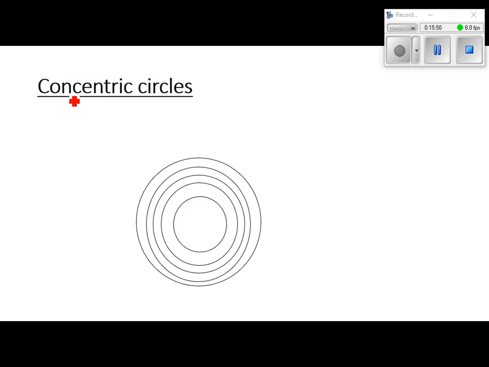Concentric circles are like a bullseye. Concentric circles all have the same center point. Mine is not drawn very well, but they should all have the same center point.